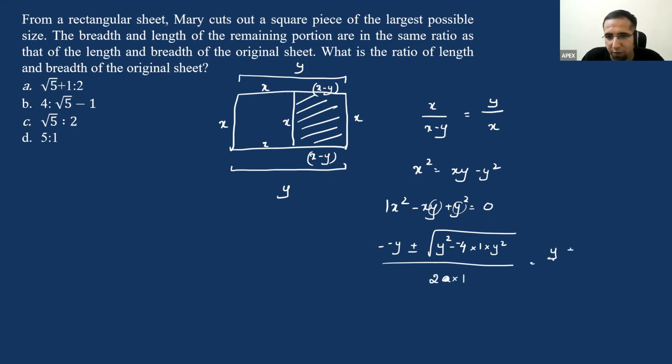So eventually what do we get from here? We get a positive y. This is y square plus 4y square, which will give me 5y square. 5y square will give me root 5 y divided by 2. If I take the value of y common, then what do you get here? So y into (1 plus root 5) by 2. And we want the ratio of length and width of the original sheet. So once you apply this, you get the answer as (root 5 plus 1) by 2.